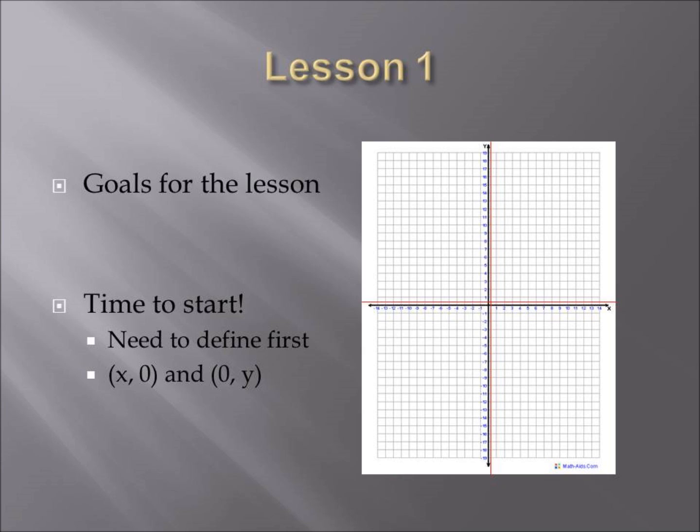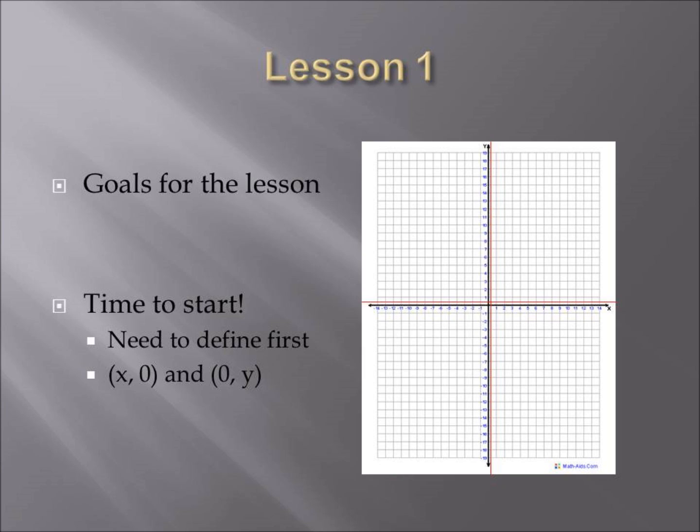First, let us define what intercepts are. Intercepts are basically the points at which a line crosses an axis. Specifically, the x-intercept is where the line crosses the x-axis, the horizontal axis. The y-intercept is when a line crosses the y-axis, the vertical axis.